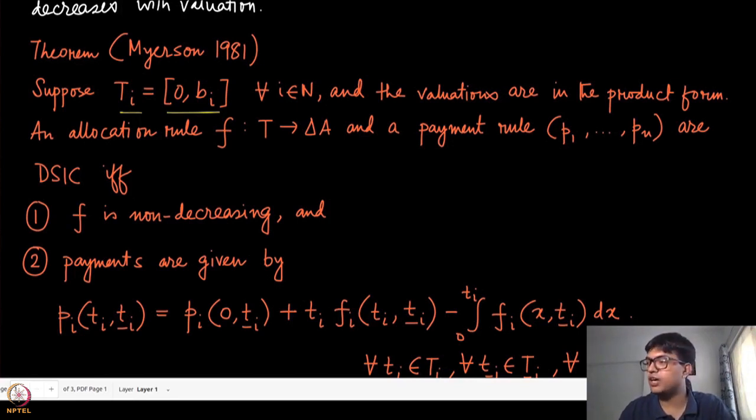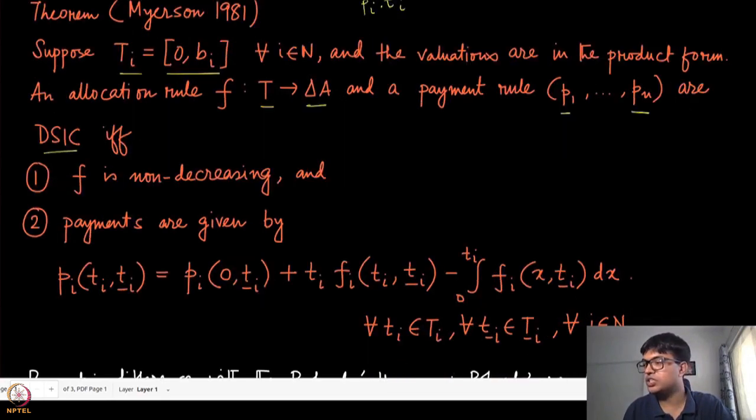This means that if you have a probability of allocation p_i and your value for that object is t_i, then your expected valuation under that rule is nothing but p_i times t_i. The allocation rule F, which maps the type profile into a randomized allocation, and a payment rule which has components p_1 to p_n for each of these agents, is going to be DSIC if and only if two conditions hold.